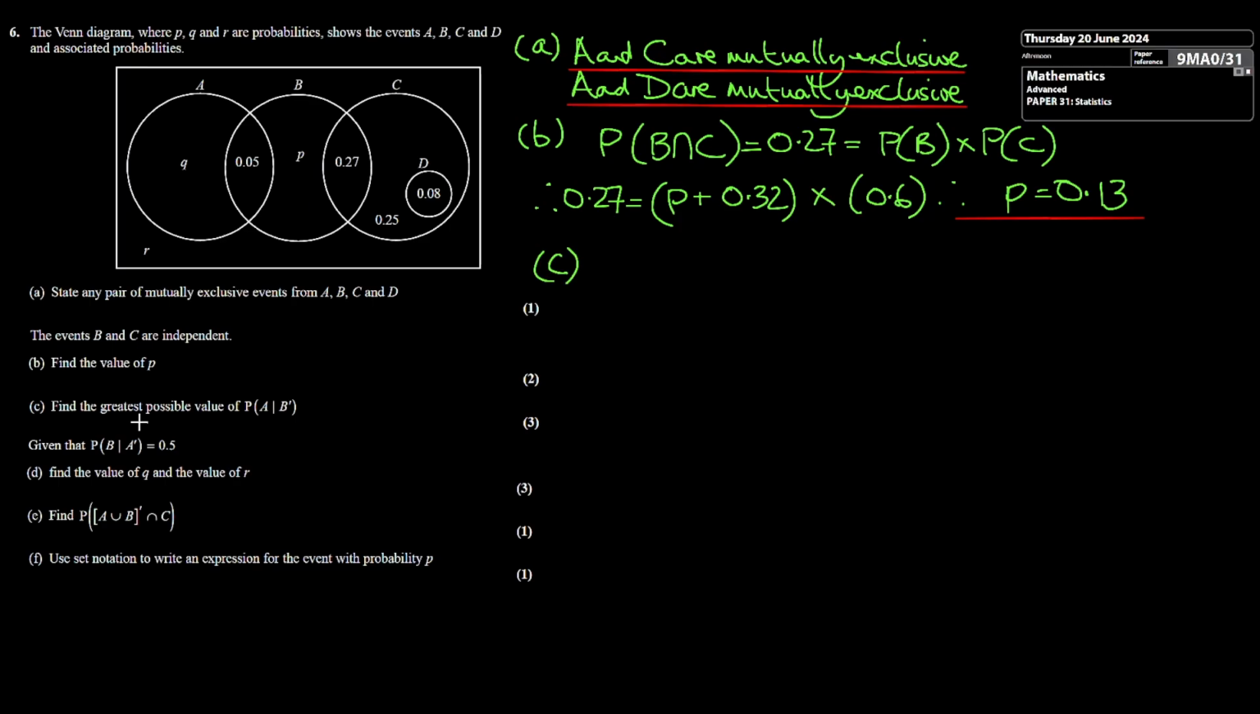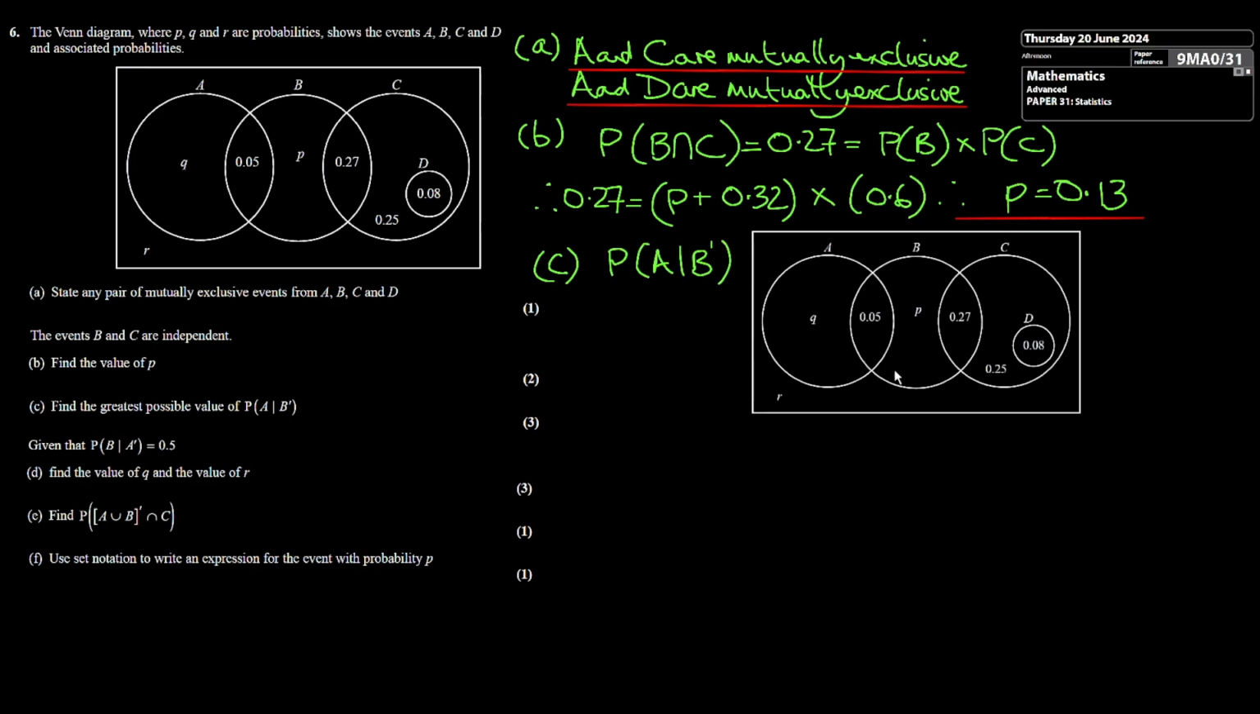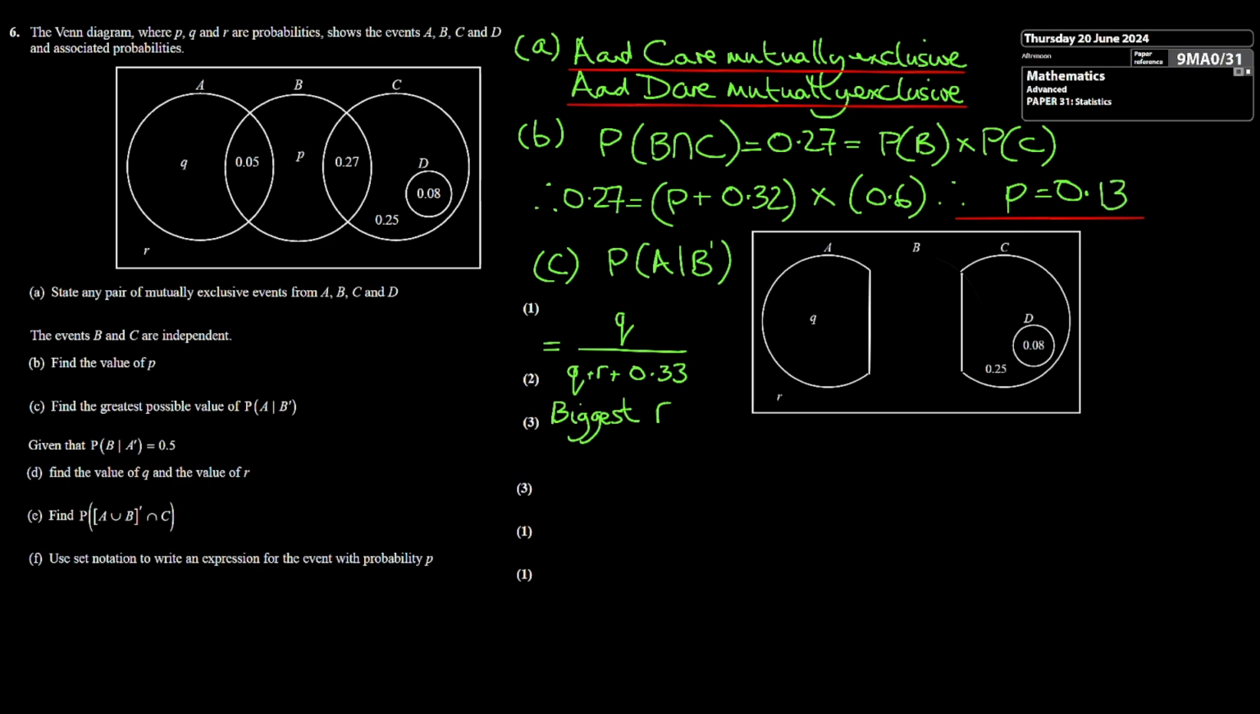So part C, we've got to find the greatest possible value of the probability of A, given that not B has happened. If not B has happened, we can effectively remove the whole of this circle from the diagram. So given the results as they stand, the probability is the probability of A, which is Q, divided by the total. If we want this to be the biggest, R must be the smallest, and the smallest value of R is R equals 0. So our probability will be equal to Q over Q plus 0.33.